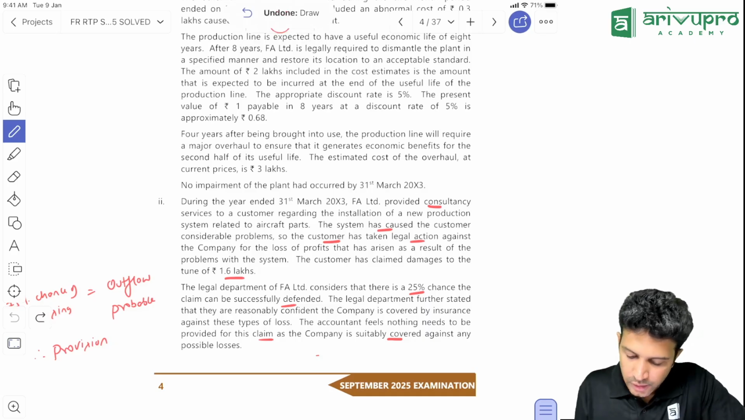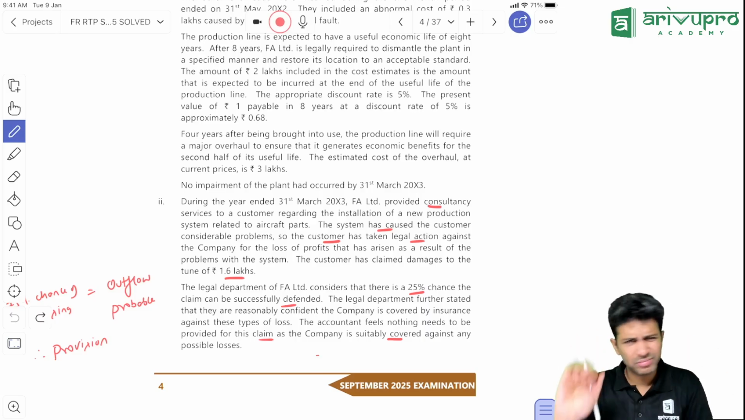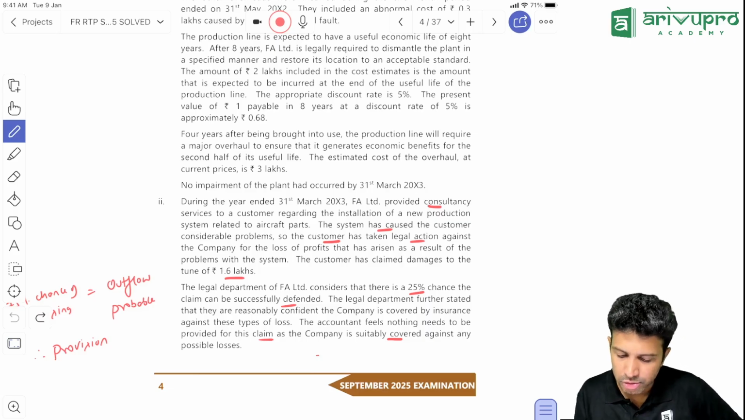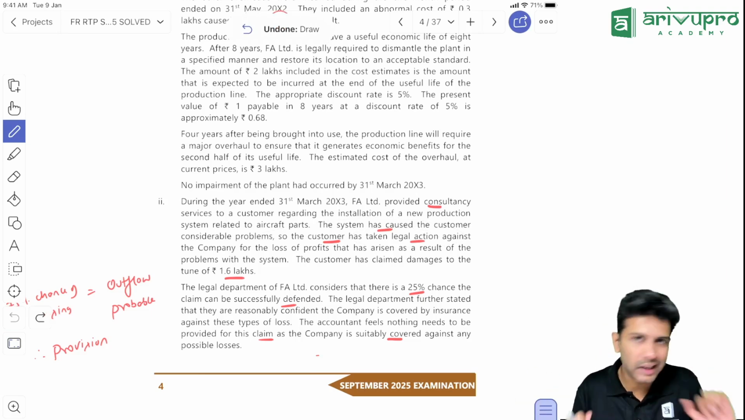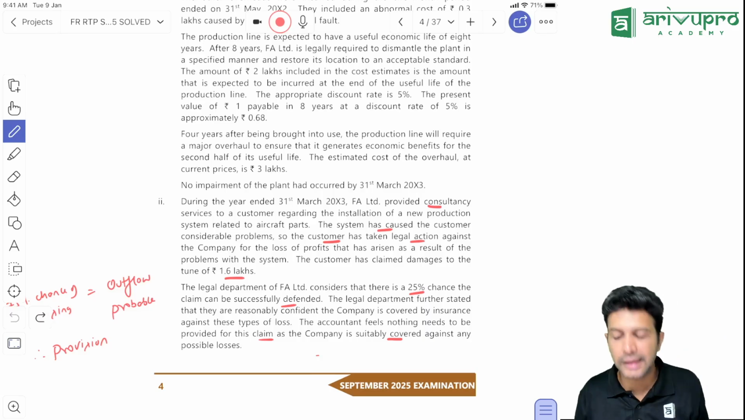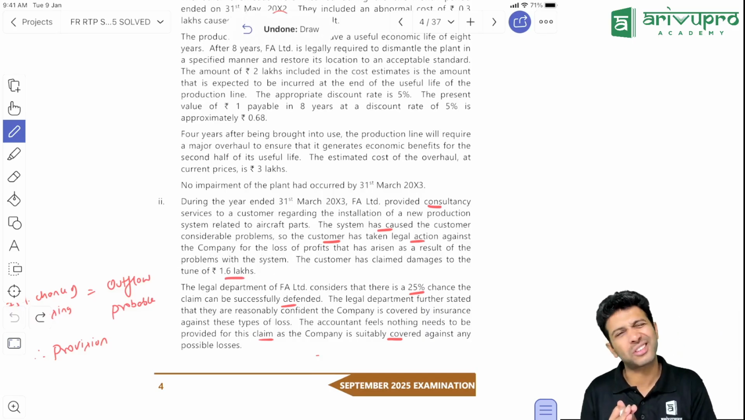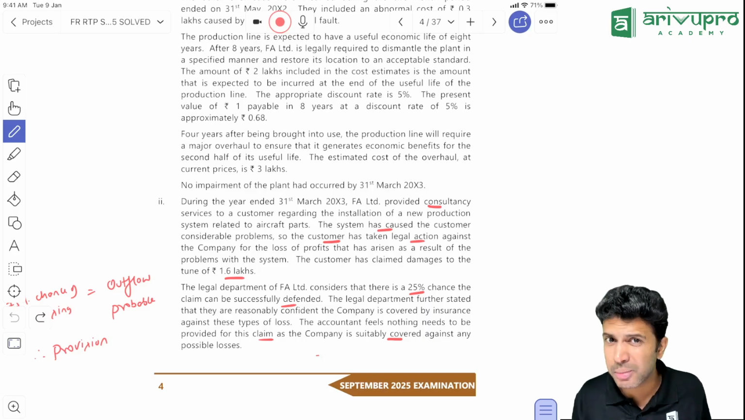quickly we'll do. FA Limited, the company, is giving some consultancy service to a customer regarding some installation. Okay, we're giving some service basically. The system has caused the customer considerable problems, so the customer has taken legal action. So the service we have given is not that appropriate. The customer has filed a legal case against us and is demanding damages of 1.6 crore. This looks like an Ind AS 37 provision or contingent liability scenario.